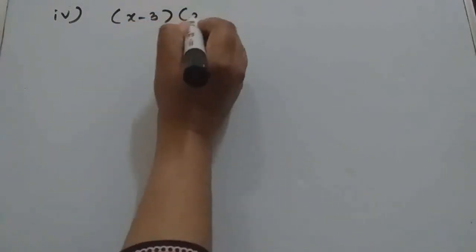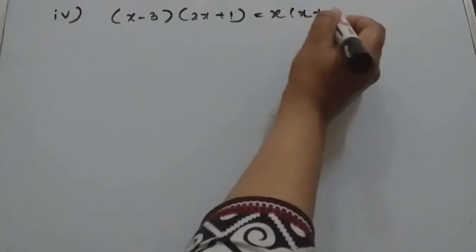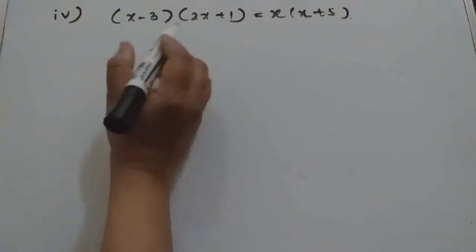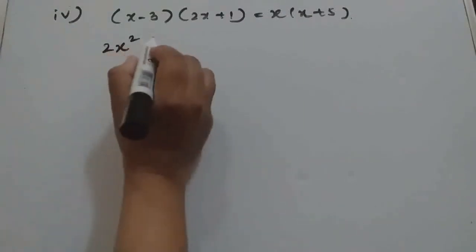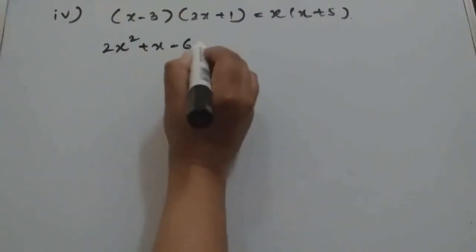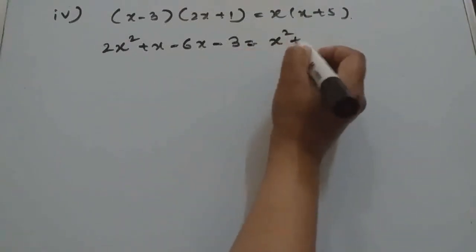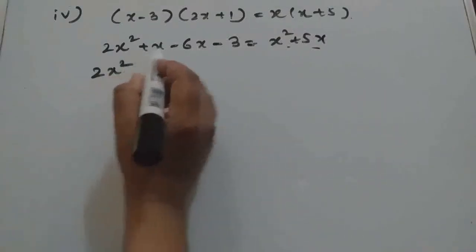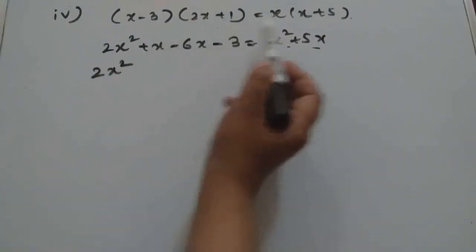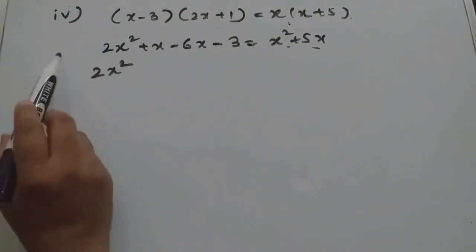Fourth one, here also we'll open the bracket. So 2x square plus x minus 6x minus 3. Here x square plus 5x. Shift these two terms. Now see, this is not necessary. If 2 brackets are there, that means x square term will get cancelled as we saw in the previous question.